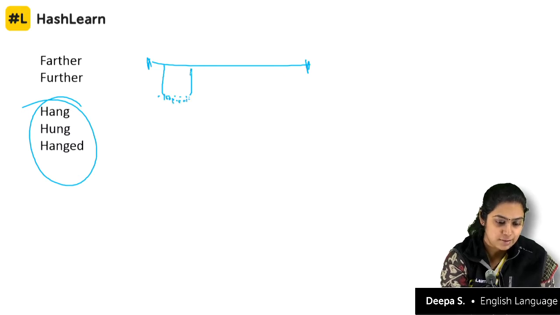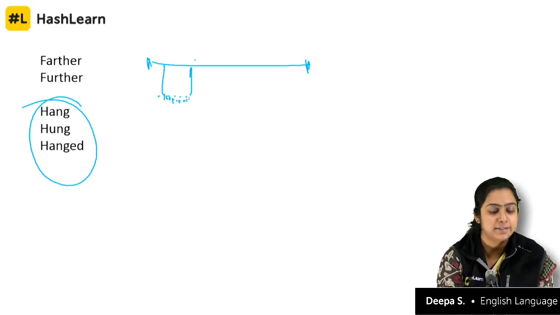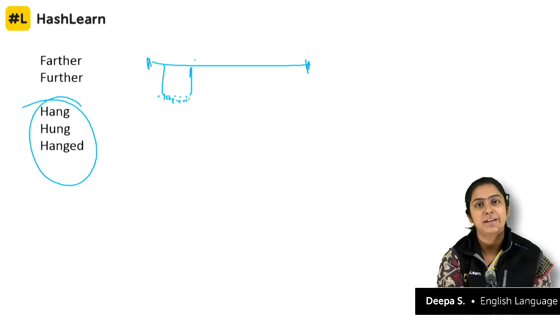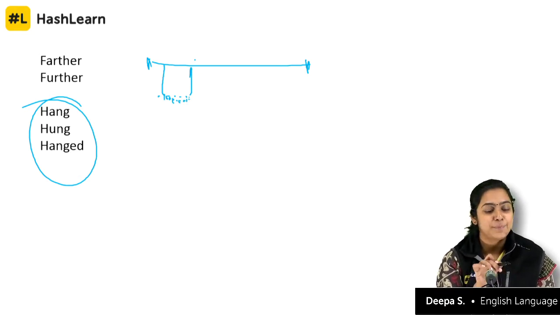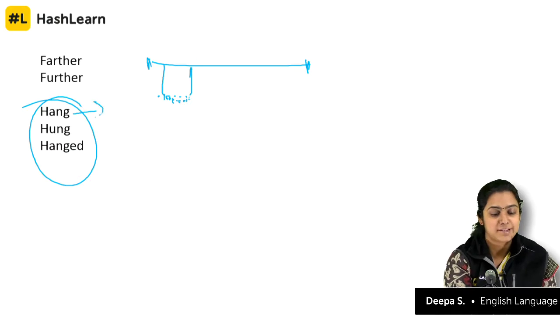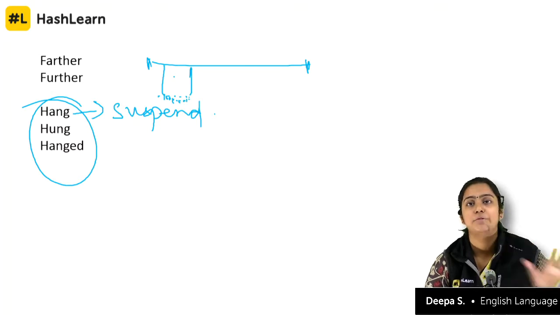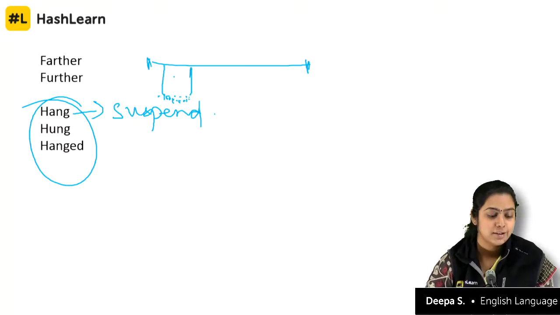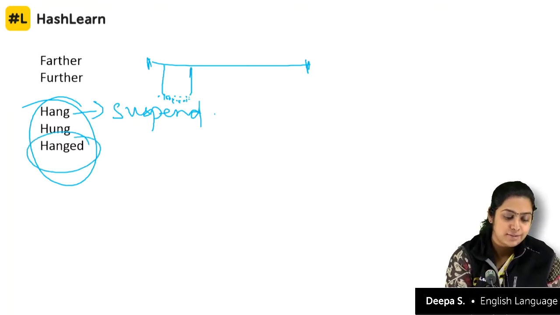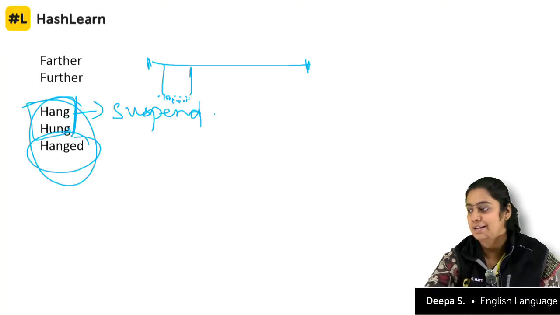Okay, so that's a bath towel that I've hung there to dry. So it's drying. Hang is to suspend in air. I've suspended this towel to be air dried, correct?